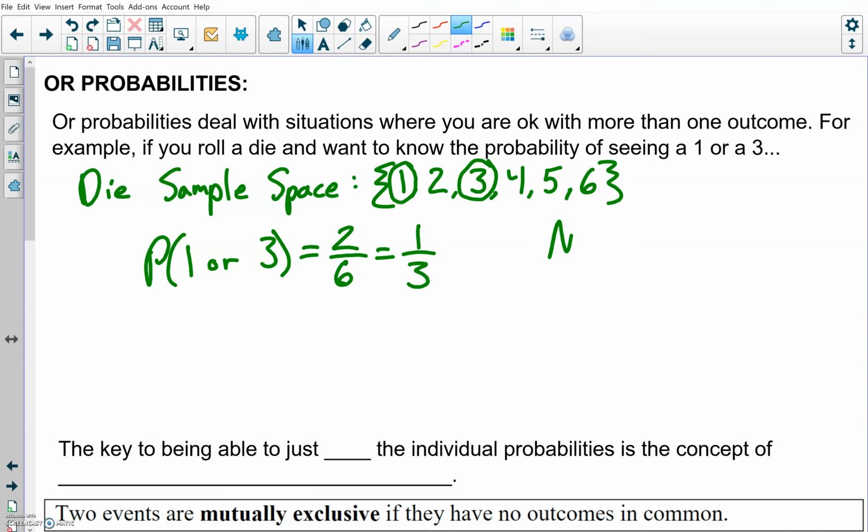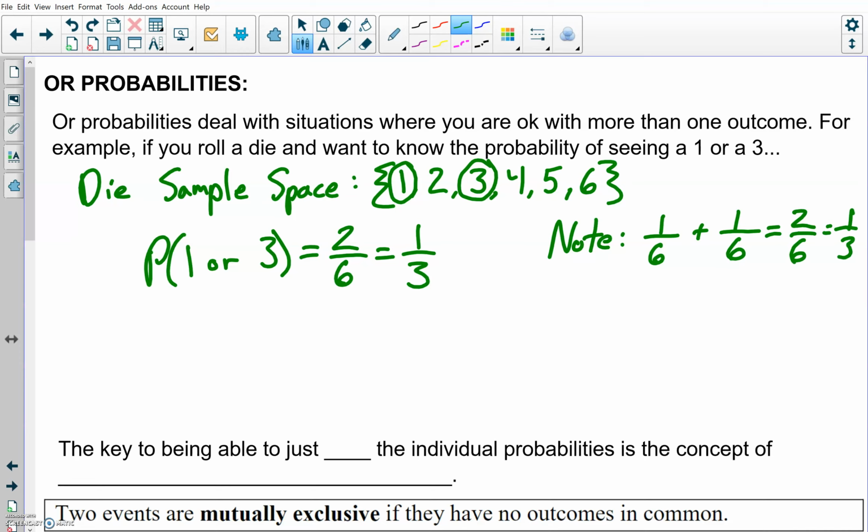Now one thing to note here that's going to be important for building up the or probability formula is that if you take 1/6 and add it to 1/6, then why am I picking 1/6? Well, the probability of 1 on its own, just rolling a 1, would be 1 out of 6. The probability of rolling a 3 on its own would be 1 out of 6. But notice what happens when you take those individual probabilities and add them together, you get 2 out of 6, or 1/3. You get the same thing as what we saw when we used the sample space approach.